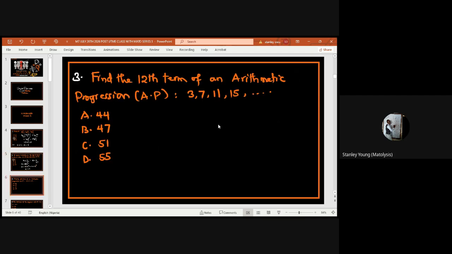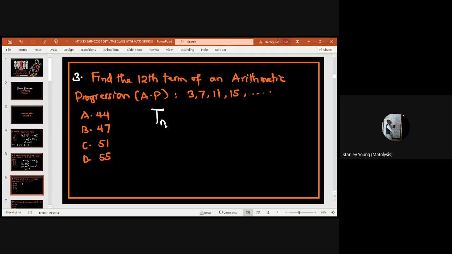Number 3. The question wants you to find the 12th term of that AP. How do you know it is an AP? You just have to find a common difference. If those differences are common, then you can say that they're in AP. The difference between 7 and 3 is 4. Add 4 to 7, you get 11. Add 4 to 11, you get 15, then it's an AP. You need the 12th number.